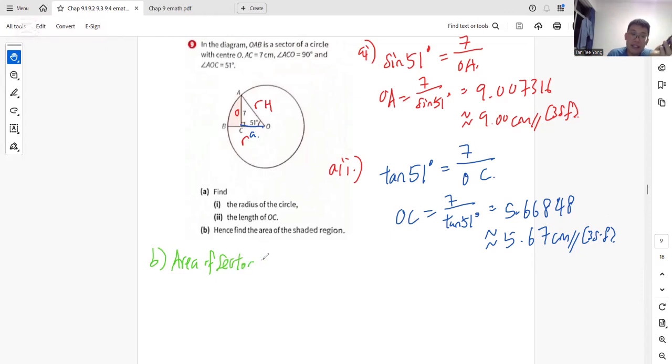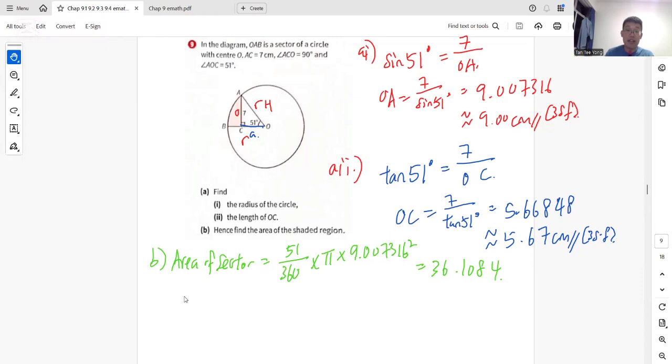So area of sector equals theta over 360 times pi times r squared. So I will have 9.007316 squared. Okay, so this will be 36.10854. All right, so that's the area of the sector.